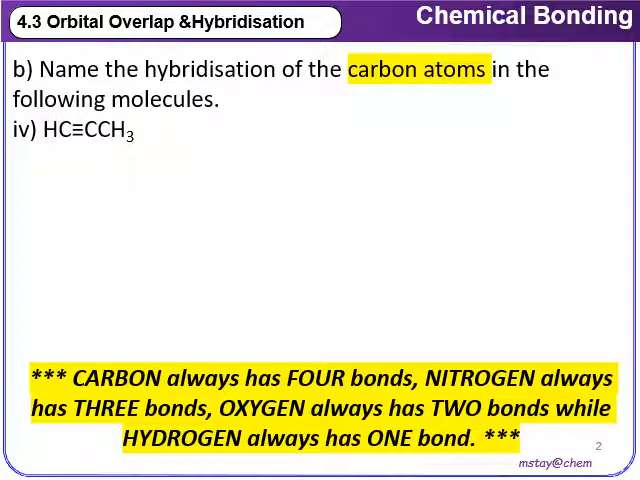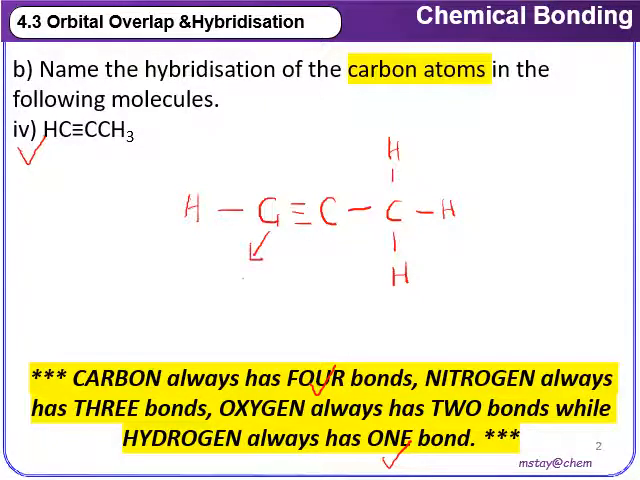Last question, B4, is HC triple bond C CH3. So based on here, I think we roughly can have the idea. Hydrogen is connected to carbon, and then this carbon will have a triple bond to another carbon. And then this carbon is connected to carbon again, and that carbon is connected to 3 hydrogen. So based on the structure here, you will notice that hydrogen always has 1 bond, while carbon always has 4 bonds. So this is carbon 1.